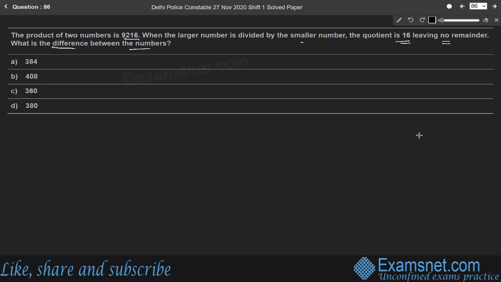So here, let the smaller number be x. So smaller number is equal to x. If smaller number is x, what is the larger number? So larger number is equal to, according to the question, when larger number is divided by the smaller number, the quotient is 16. Right. Therefore, larger number is equal to 16 into x. Do you agree?